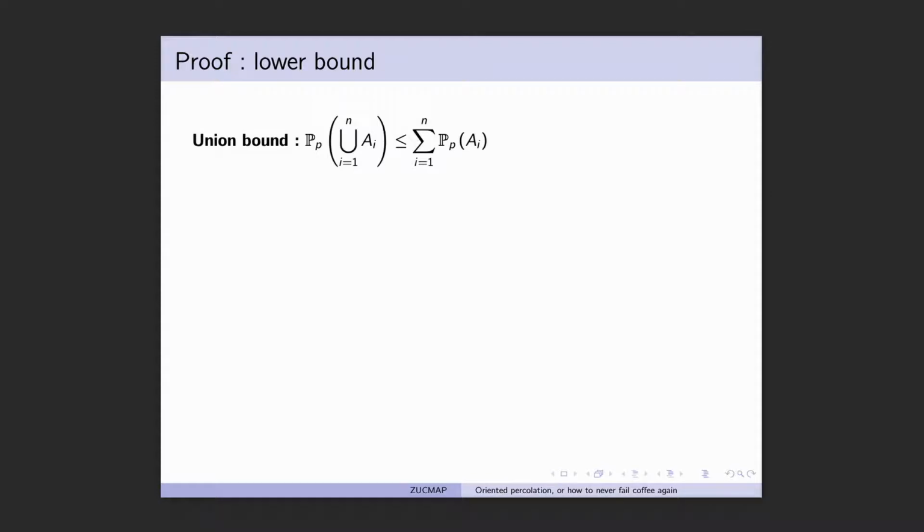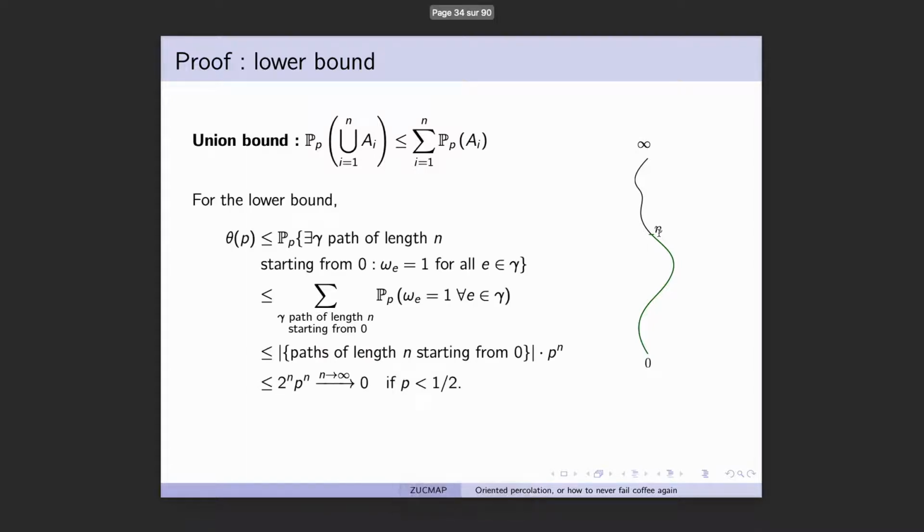So for events A_i, I can take the union out and transform it into a sum and have this inequality. And now the key observation, which is very simple, is that if we have a path from 0 to infinity, then in particular we have a path from 0 to distance n for any n that we want. So we can start by bounding theta of p, the probability of having an infinite open path, by the probability of having an open path that is not infinite but just goes to distance n. It has length n, and it's open, so omega of e is equal to 1 for every edge, right? And this is where we use the union bound.